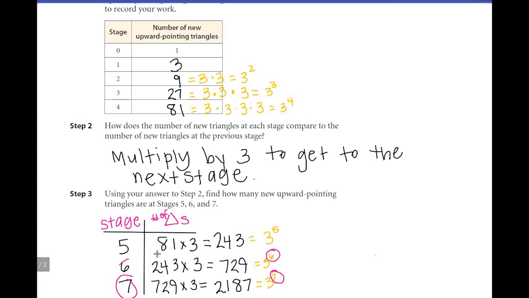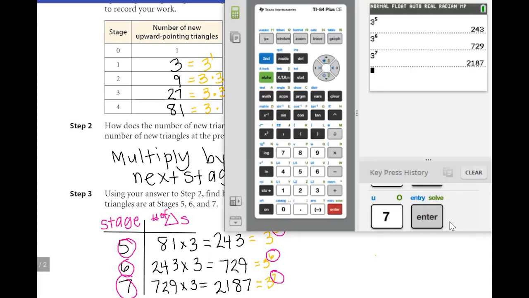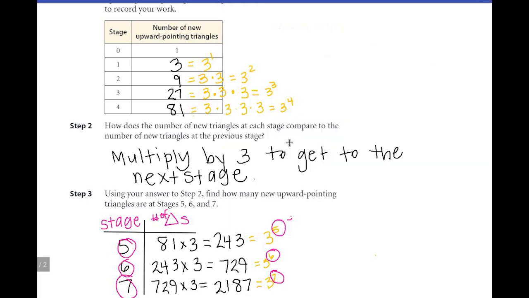6, 6, 5, 5, 4, 4, 3, 3, 2, 2. And what about these ones? So if I follow that same pattern, then this should be 3 to the 1. And 3 to the 1 does equal 3. 3 to the 1, that's just 3 one time.